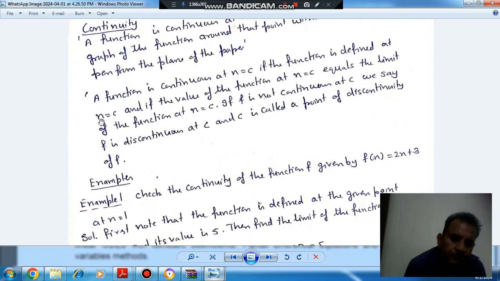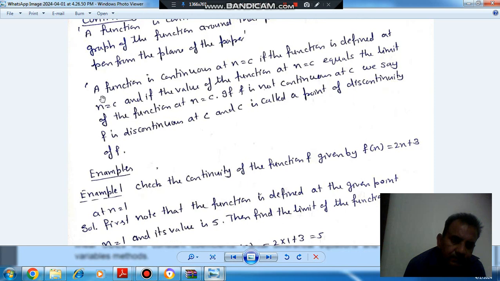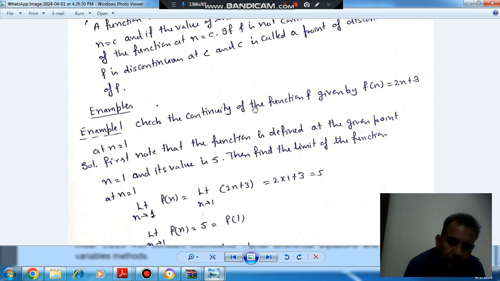Okay, and the second definition is: a function is continuous at x = c if the function is defined at x = c, and if the value of the function at x = c equals the limit of the function at x = c. Okay, so understand this definition.